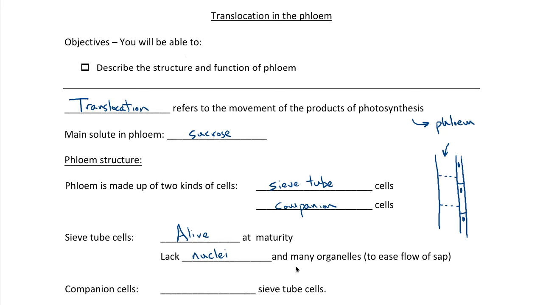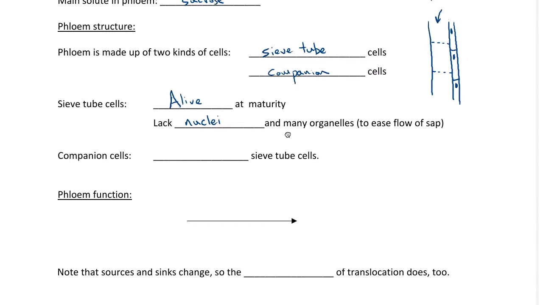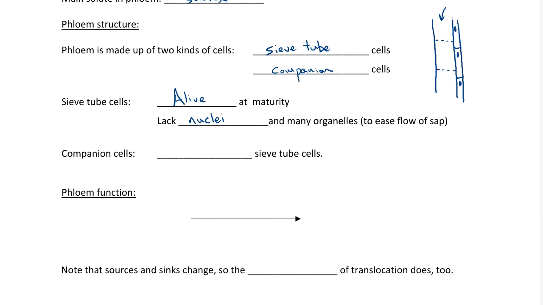Now, because they don't have nuclei or other organelles like ribosomes to make proteins, they can't support themselves, and therefore they need to be supported by the companion cells. The companion cells support the sieve tube cells, performing many of the functions that a living cell would need, for example, passing proteins, etc. into the sieve tube cells to keep them alive. So that's the structure of the phloem.